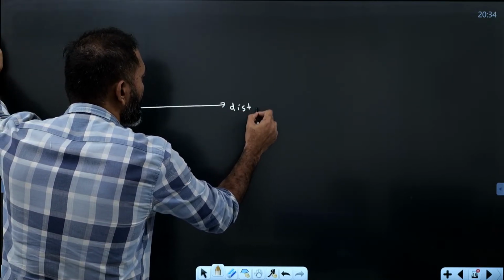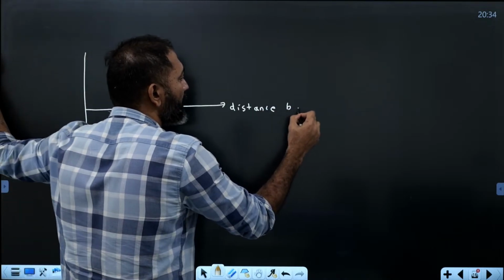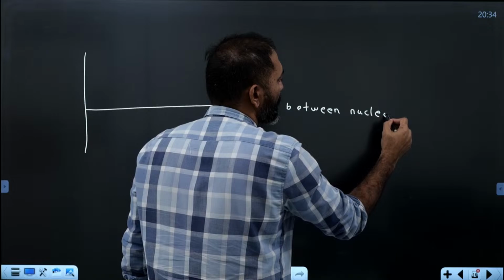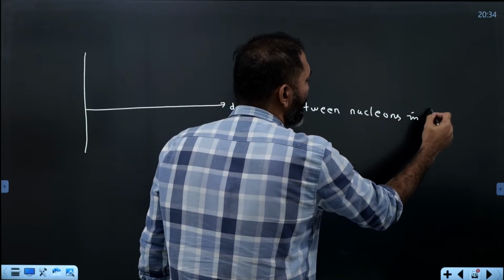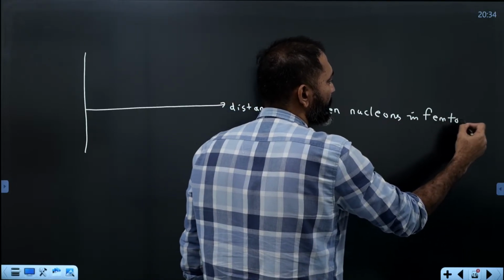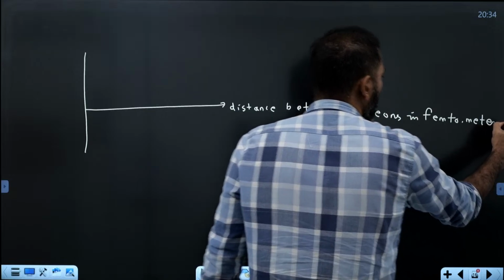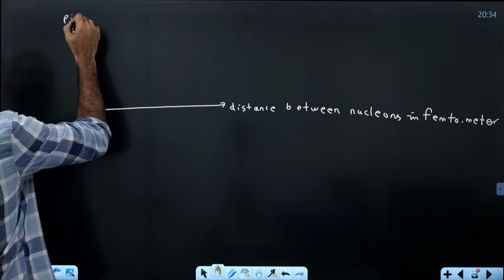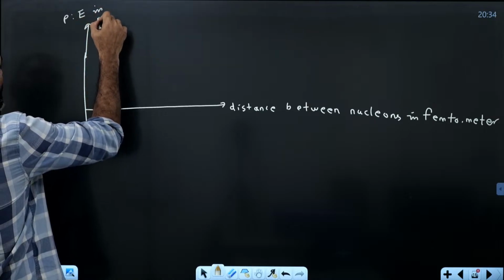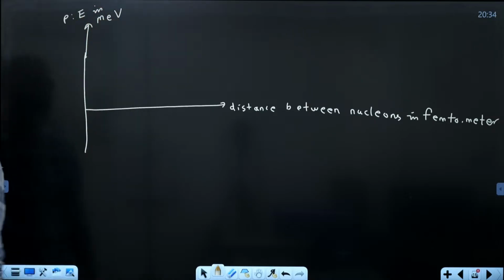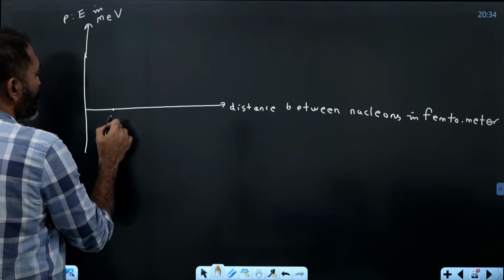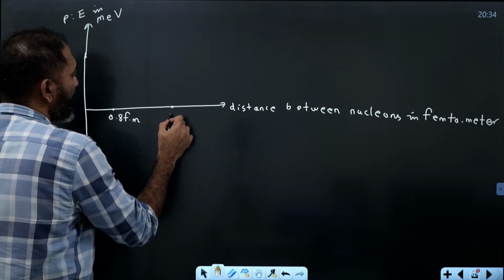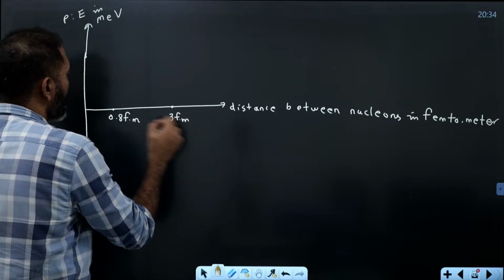Distance between nucleons in femtometer on x-axis. Femtometer on x-axis. Potential energy in MeV on y-axis. See, there are certain points to be noted: 0.8 femtometer and 3 femtometer.